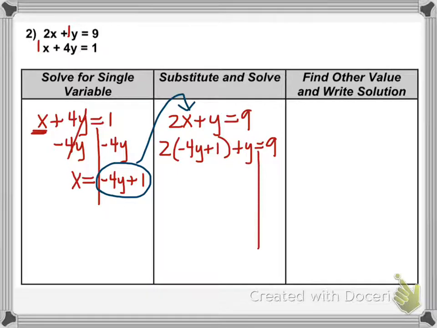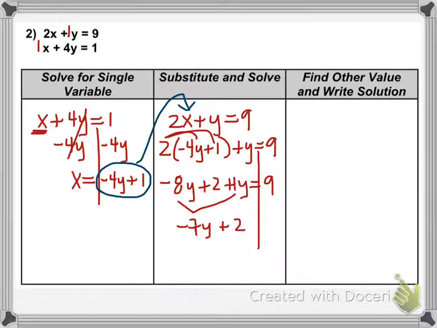We're going to go ahead and start by getting rid of our parentheses by distributing that 2. 2 times negative 4y is negative 8y. 2 times 1 is 2. And then we have plus y equals 9. Let's go ahead and combine some like terms. I see the negative 8y and this 1y. Those combine to make negative 7y. I still have the plus 2, and that equals 9.